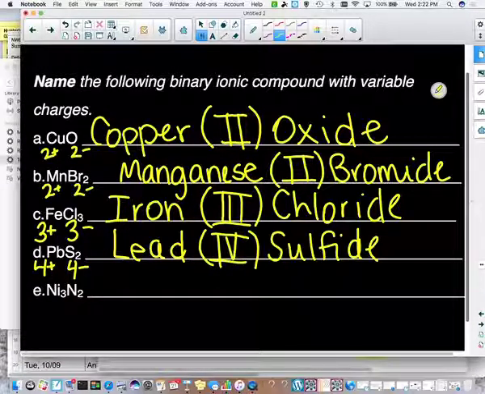It's the one that I told you to circle. Remember, I told you to circle it because that means a Roman numeral.